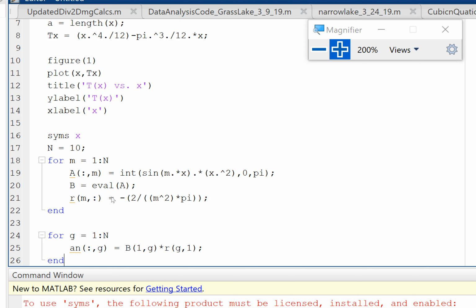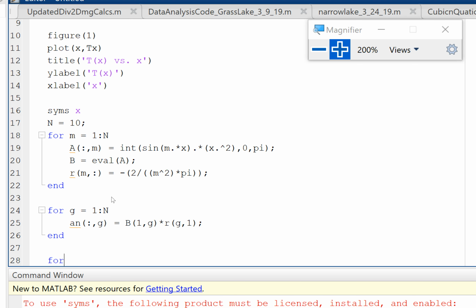Well, what's g? Lowercase g. What is g? The loop counter? Oh, right. Okay. So how many? We're going from 1 to 10. Yes. And what are we doing here? Multiplying the valuation of A times r. Times r. That's all I'm doing. Okay. All right. So let's keep going.